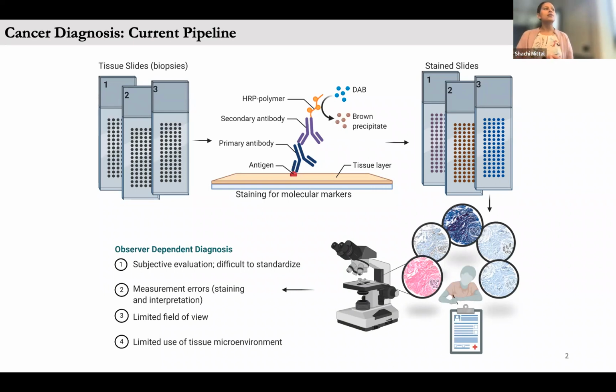cancer diagnosis. The biggest problem with this approach is because it's an observer-dependent diagnosis, it's difficult to standardize from one clinic to the other. There can be measurement errors that are coming not only from staining the sample, but also interpreting the images after you've stained the sample. And there is limited field of view and limited use of the microenvironment of the sample, which I'm going to talk about in the subsequent slides.